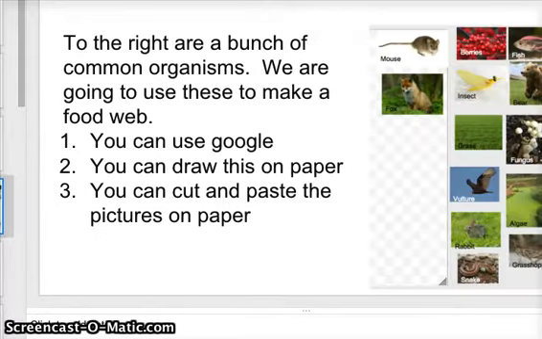So what you guys are going to do is you can either pull up your note sheet. If you're online, you can use the Google Draw, and that's what I'm going to use. Or you can draw it on paper if you want to cut out the animals and paste them. Whichever one you feel more comfortable with, you can do it that way.